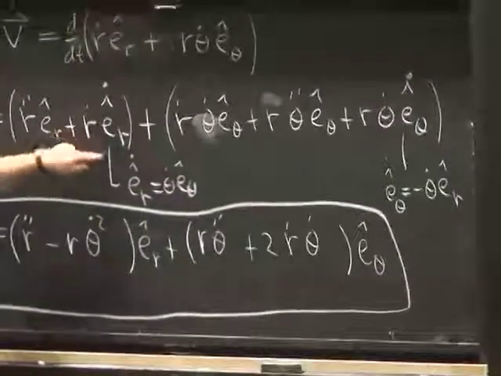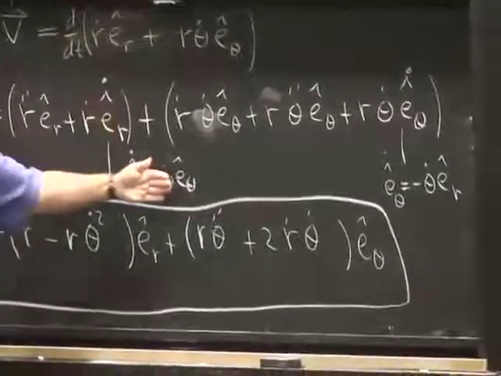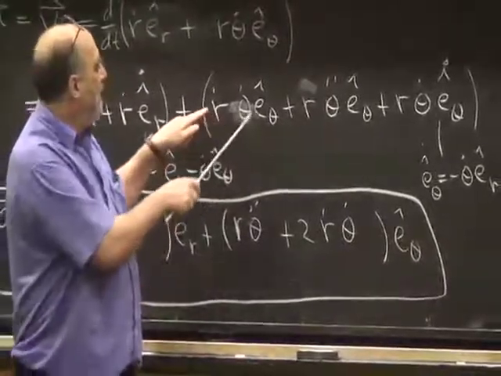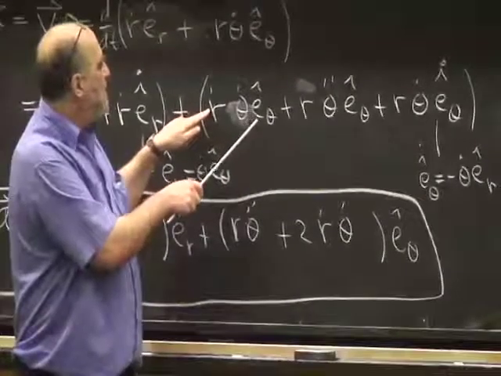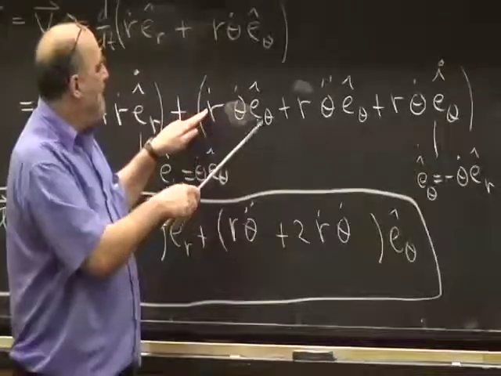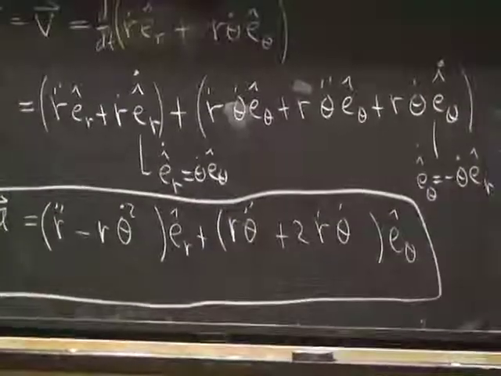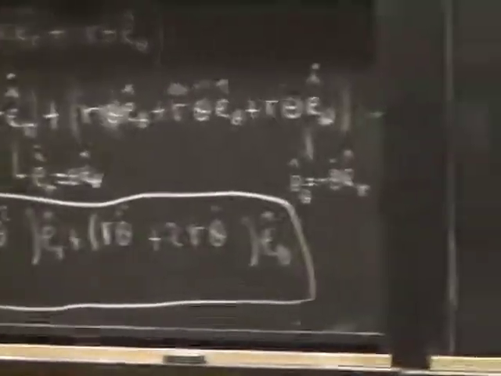Two effects. One comes from looking at the radial velocity changing in time, and the other effect comes from the circumferential velocity changing in time. Radial velocity vector changing in direction, the circumferential vector changing in magnitude. Those give you those two effects.